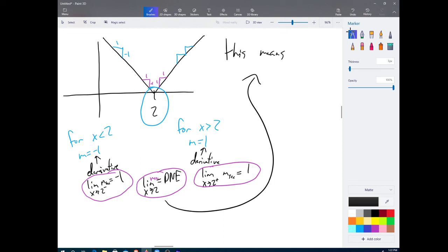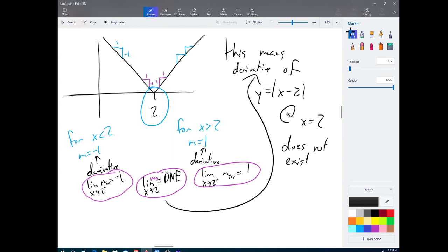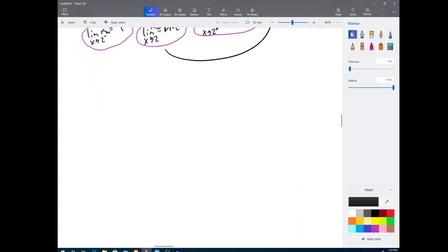What that means, using our rules from this lesson, is that the derivative of y equals x minus 2 at x equals 2 does not exist. It does exist everywhere else, because anywhere you can find the slope, that's going to be possible. But here at this one point on this one graph, even though the point existed, the derivative itself doesn't. And this is going to lead to an important rule that's going to come up several times.